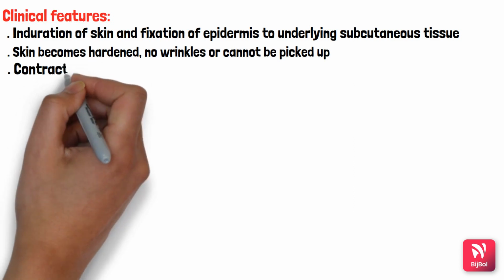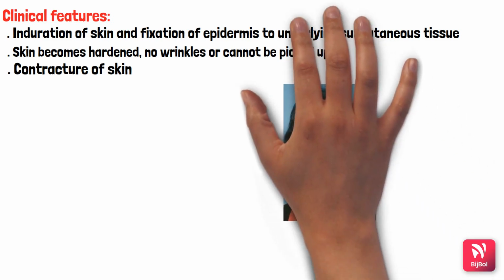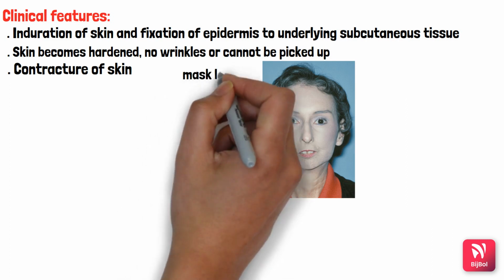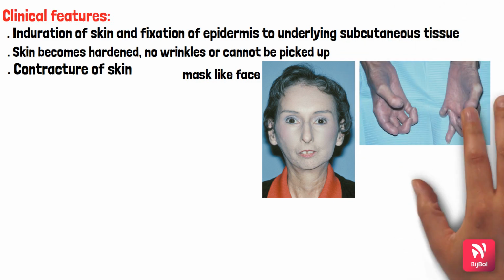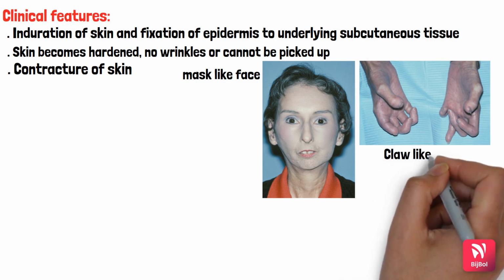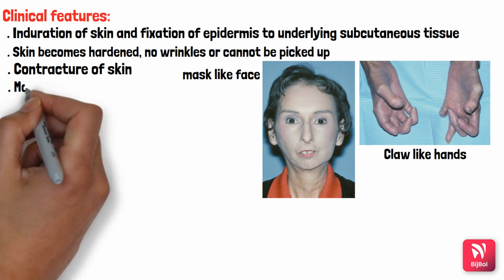Whenever there is contracture of the skin, facial expressions will not be seen and wrinkles will not be there, resulting in a mask-like appearance of the face, as you can see in the picture. This is the mask-like face appearance. And even in the fingers and hands, the skin will be tightly bound to the underlying subcutaneous tissue, as you can see in the second picture, resulting in claw-like hands. So, a mask-like face and claw-like hands.